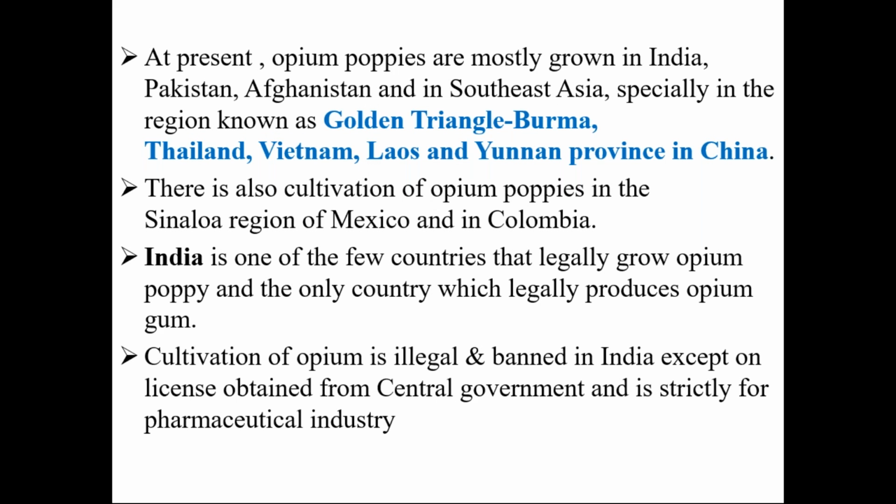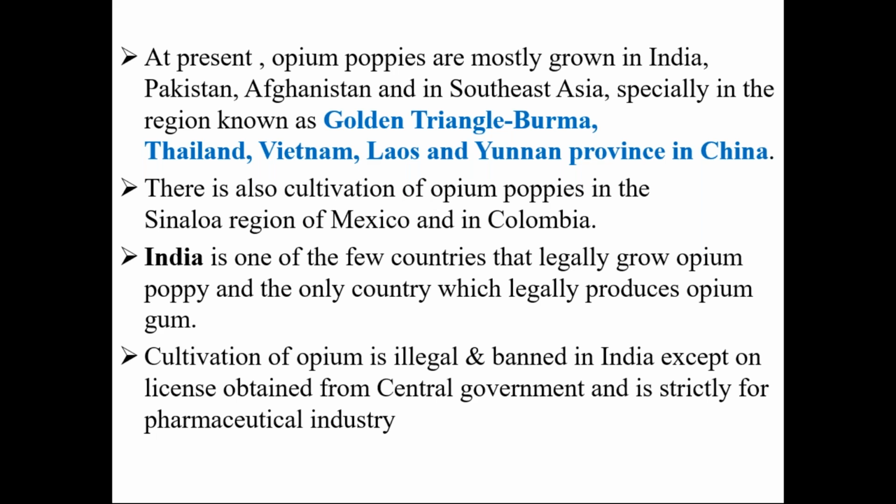At present it is grown in India, Pakistan, Afghanistan, and Southeast Asia. Especially the Golden Triangle, which includes Burma, Thailand, Vietnam, Laos, and Yunnan province in China, has poppy opium production. There is also cultivation of opium poppies in the Sinaloa region of Mexico and in Colombia.